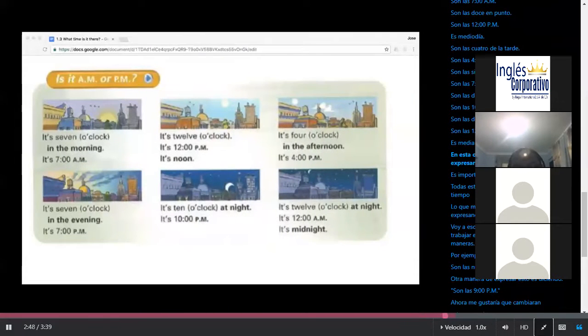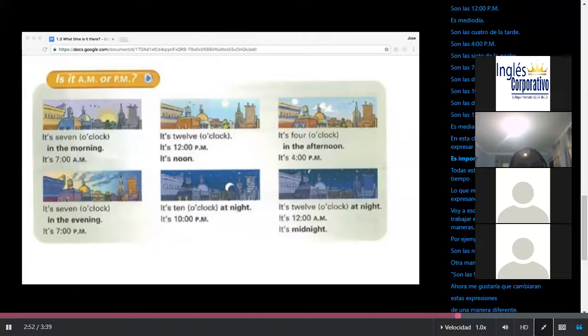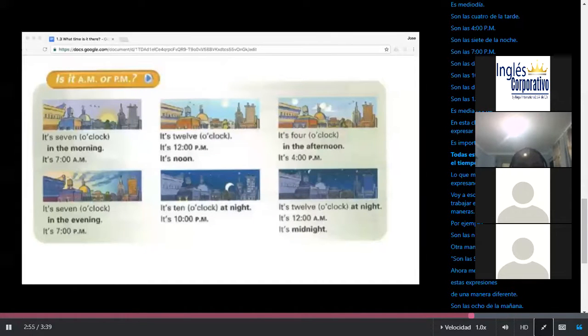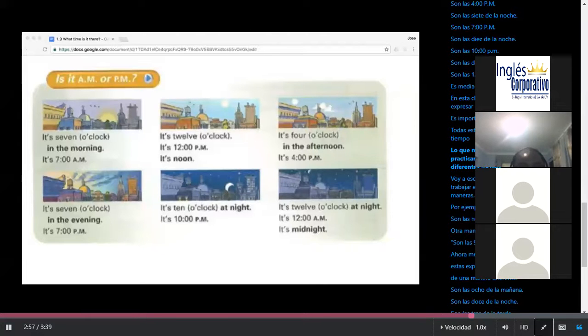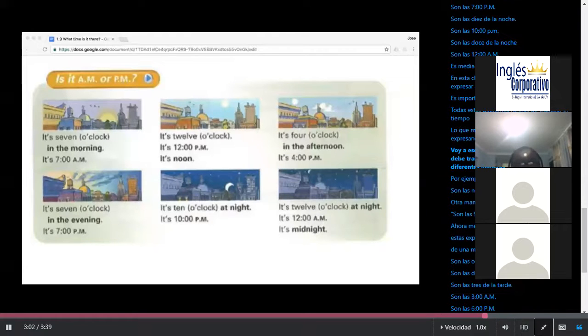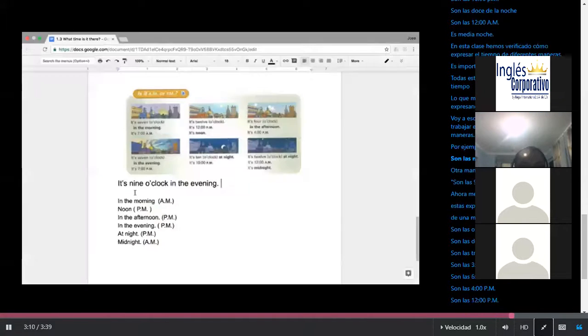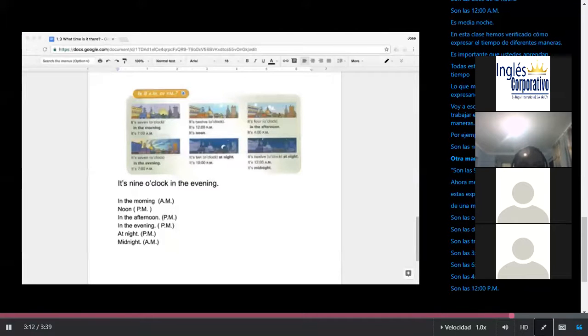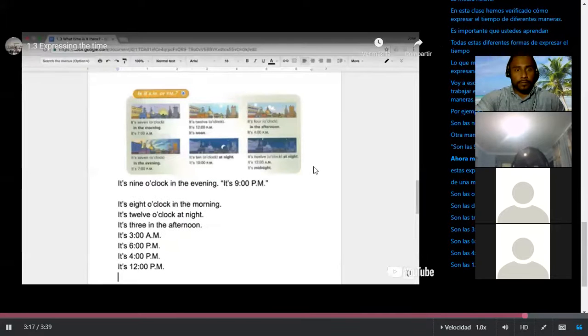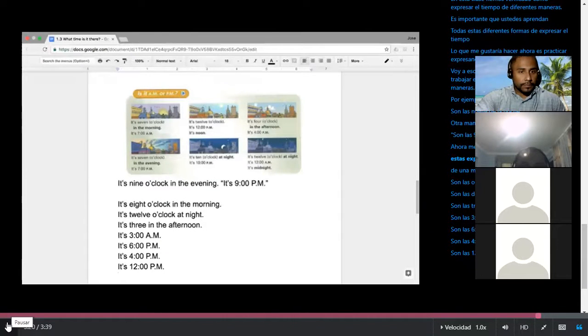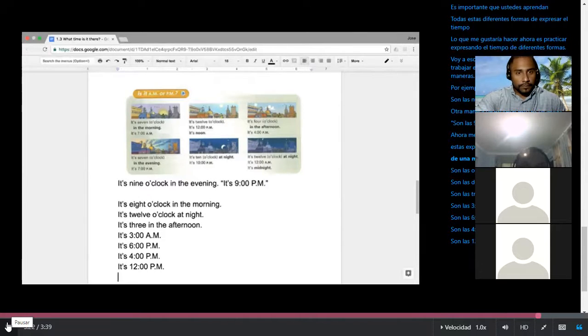In this class, we've covered how to express the time in different ways. It's important that you learn all those different ways to express the time. What I would like for you to do now is to practice expressing the time in different ways. I'll write the expressions and you should work on expressing the time in a different way. For example, it's 9 o'clock in the evening. Another way to express this is by saying it's 9 p.m. Now I would like for you to change these expressions in a different way.